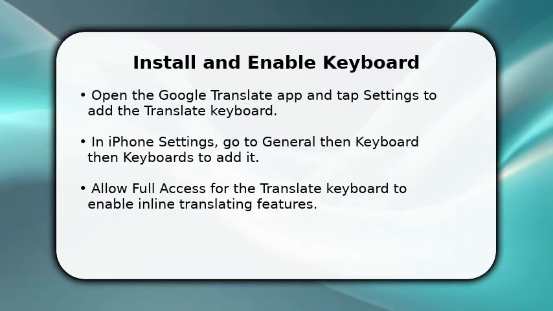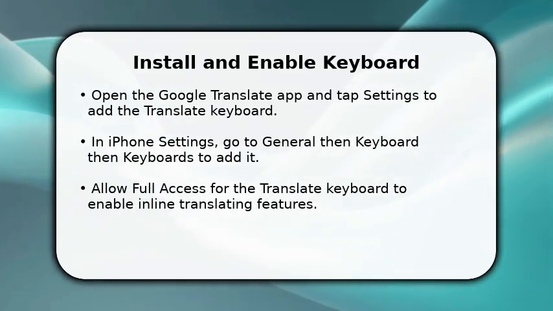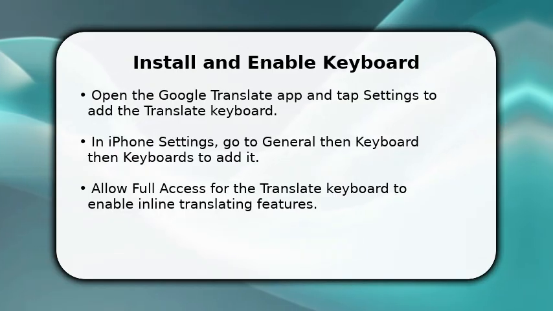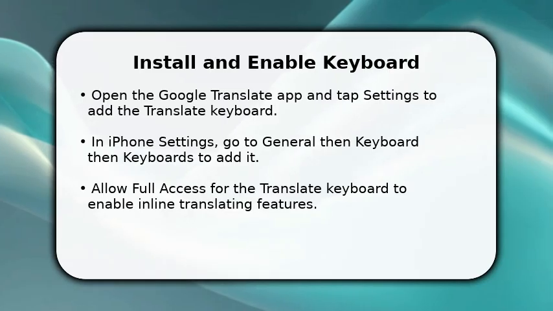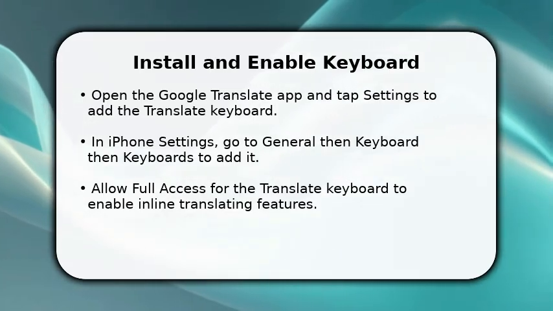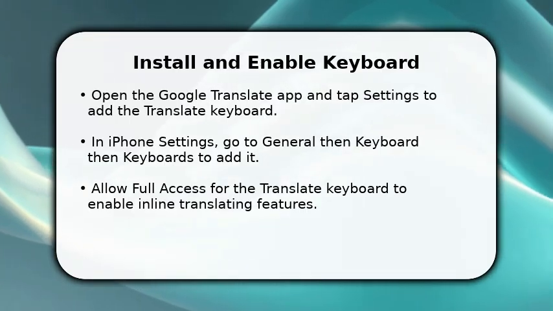Open the Google Translate app and tap Settings to add the Translate keyboard. Follow the on-screen prompts to add it as an iPhone keyboard. Next, open Settings on your iPhone and choose General then Keyboards. Tap Add New Keyboard and select Google Translate or Translate from the list.